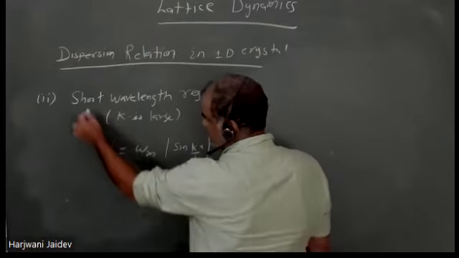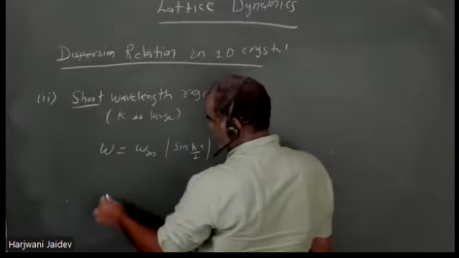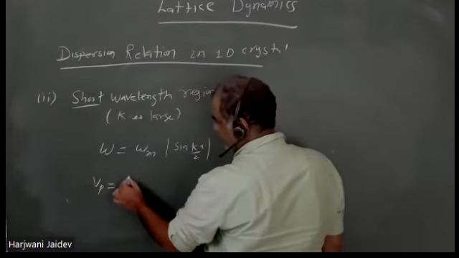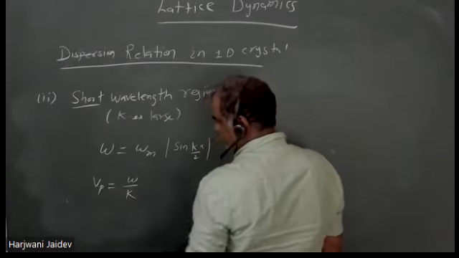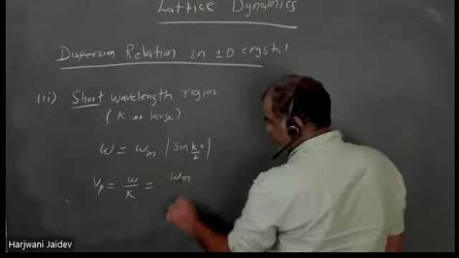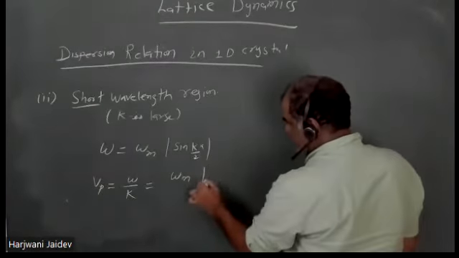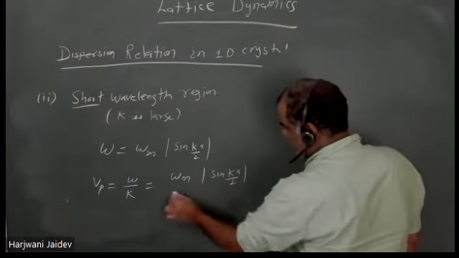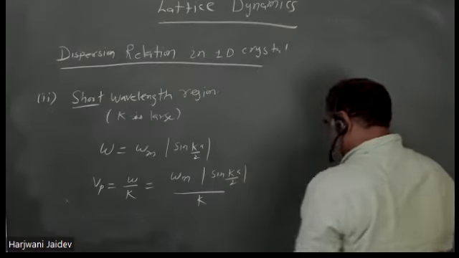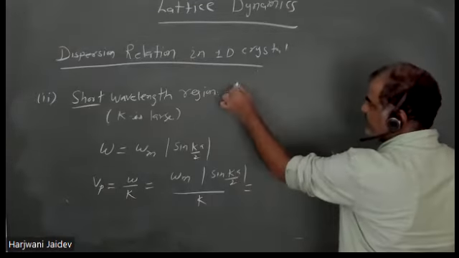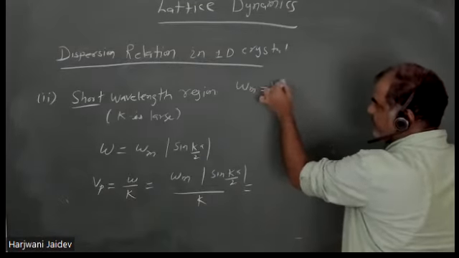Because this is the general expression, I can write the phase velocity vp, that will be omega by k. So that will be equal to omega m sine of k a by 2, divided by k. And I know what vm is. What is the relation between omega m and vs? What is the relation?